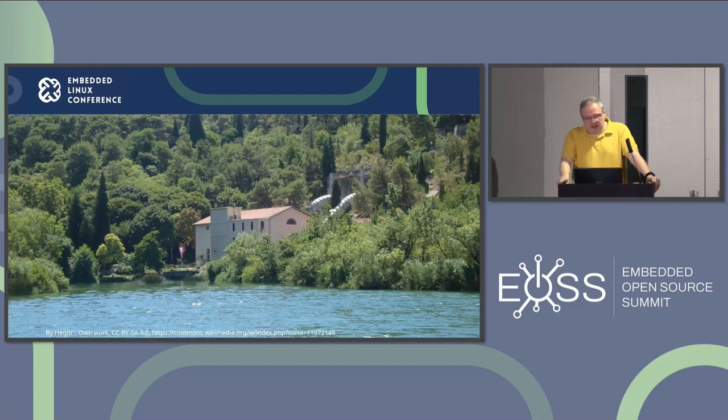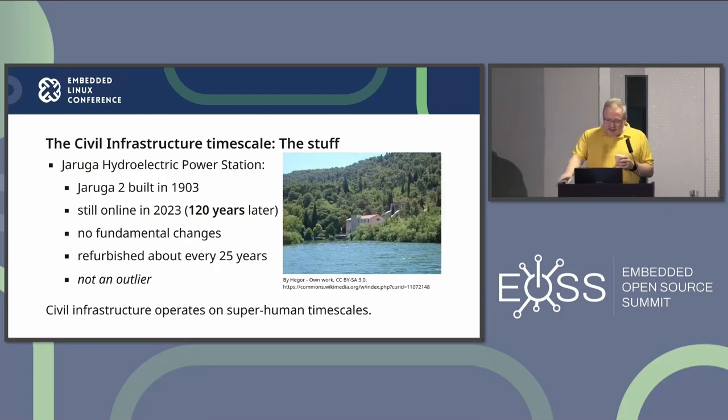So a couple of years later, Jaruga 2 was built because new industry popped up in the area and more electricity was needed. So this was completed in 1903 and it went online in 1904. And that's the end of the story, because in this year of our Lord, 2023, it's still online. And it still does the same thing that it did 120 years ago.